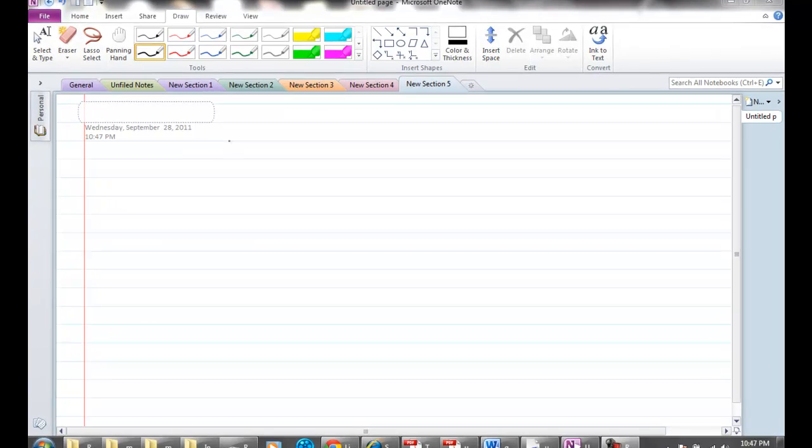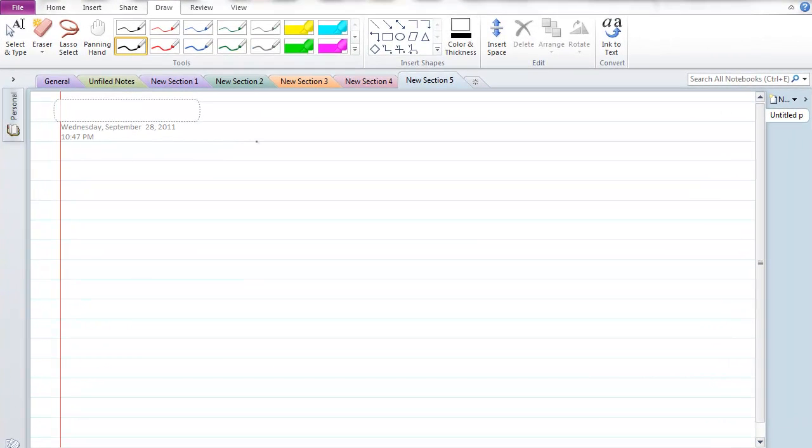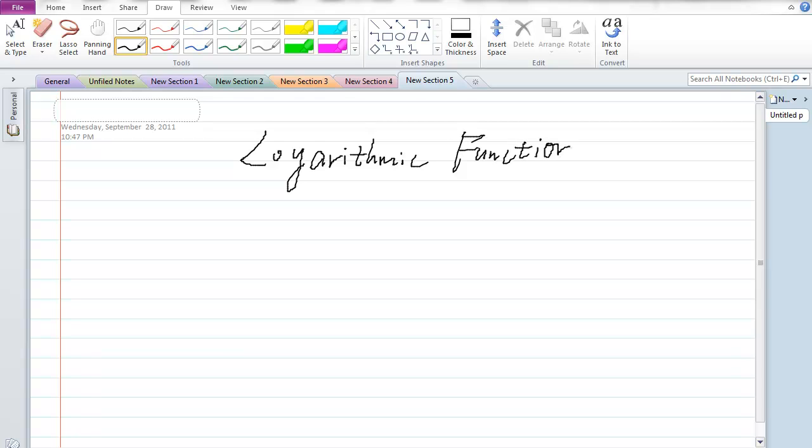Hi everyone, today I'm going to introduce you to a new concept called the logarithmic function. It can also be called the inverse of the exponential function.